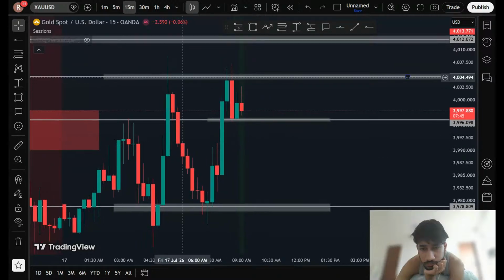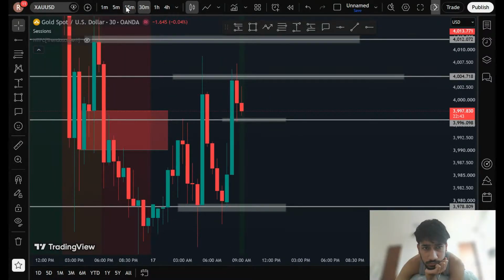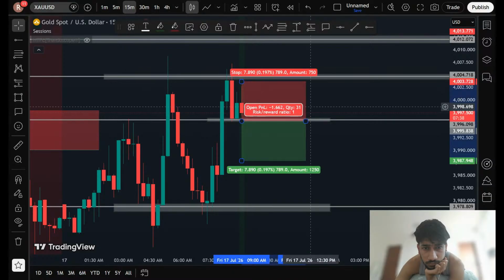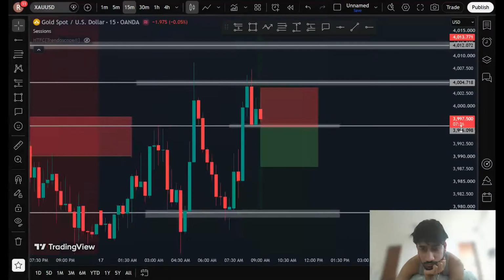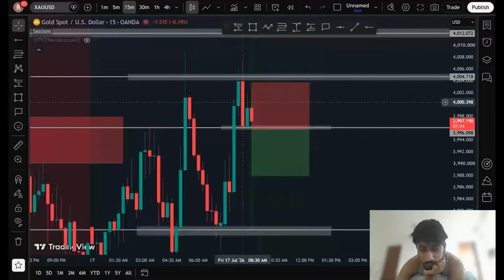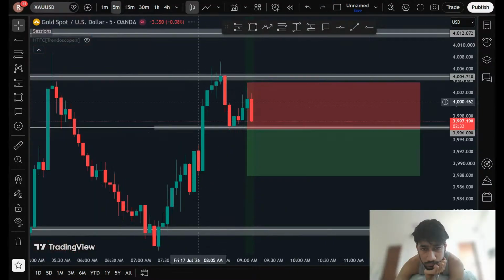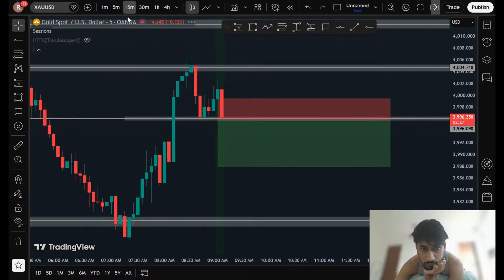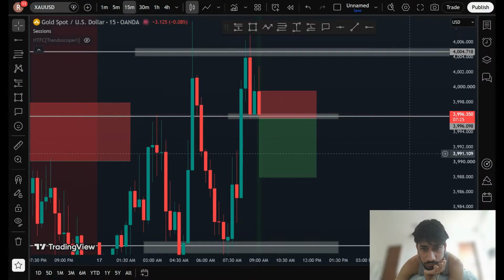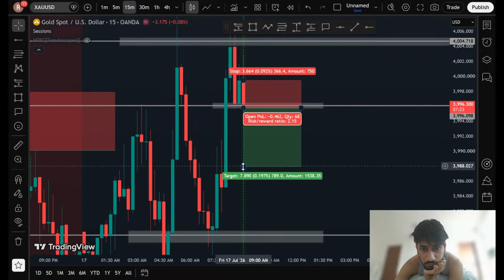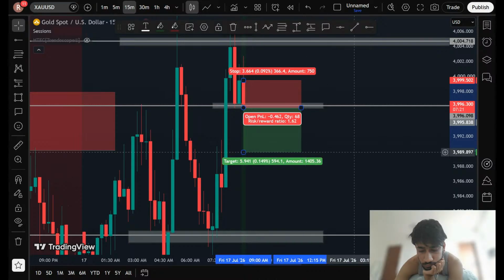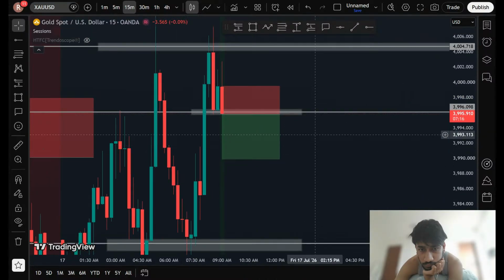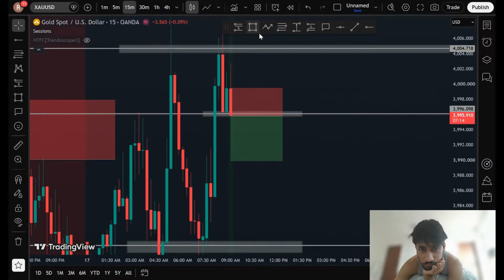On the 15-minute you've got resistance at 4004. You have a minor support formed on the 15-minute time frame. Most of the time I'd say it's not important to look at the 15-minute time frame, but sometimes you just have no choice. You literally have no choice at all. So in that case, it could be okay to look at the 15-minute. So that's why we're looking at this right away.